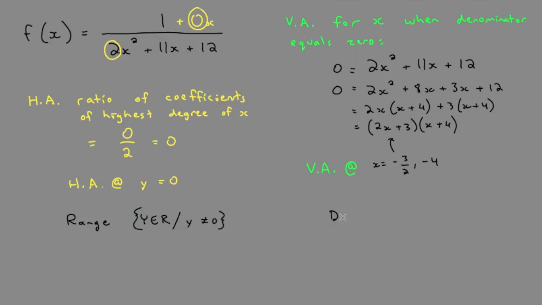And the domain is based on the 2 points. For the domain, x is all real numbers. And if you just imagine some number line, we have negative 4 and we have negative 3 over 2. And basically x can exist on either sides of these two, negative infinity and positive infinity. The easiest way to do this would just be, say, x is not equal to negative 4 or negative 3 over 2.